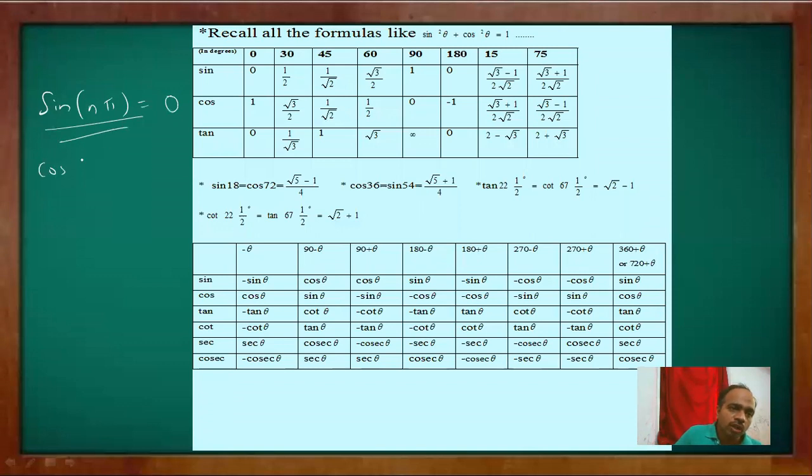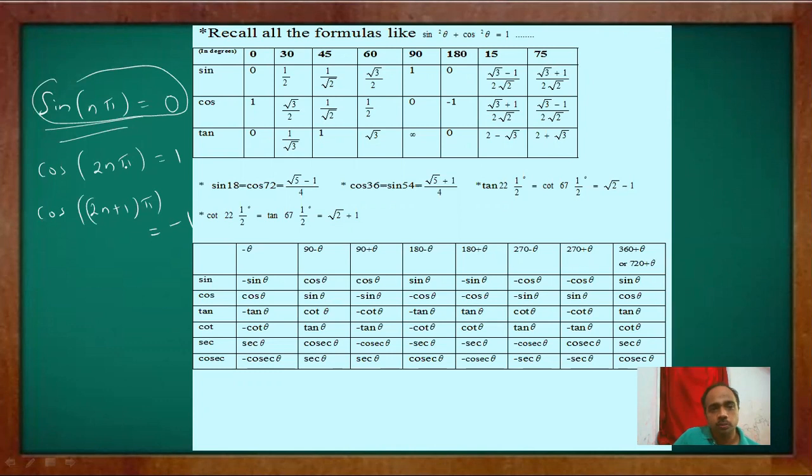Similarly, what about cos of n pi? Cos of n pi depends. Correct? If the coefficient of pi is even, like 2 pi, 4 pi, the answer is 1. Please keep in mind, cos 2n pi is 1. If it is an odd multiple of pi, 2n plus 1 into pi, like cos pi, cos 3 pi, it will be minus 1. Remember, sine n pi is always 0. Cos of even multiple of pi is 1. Cos of odd multiple of pi is minus 1.